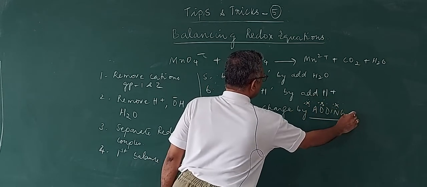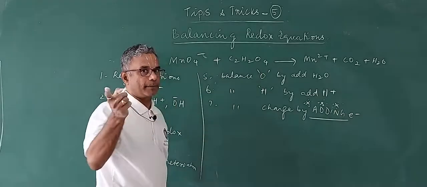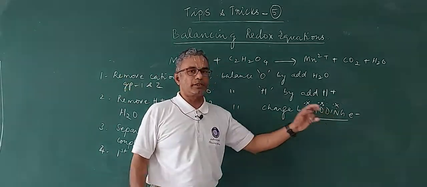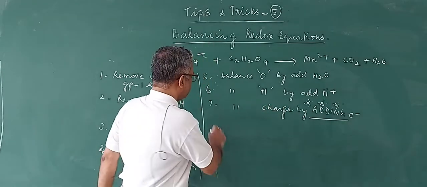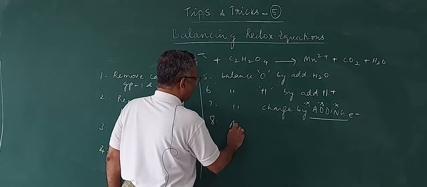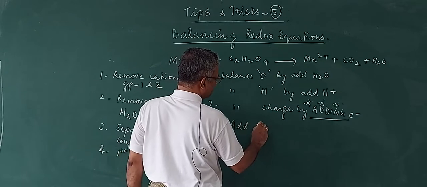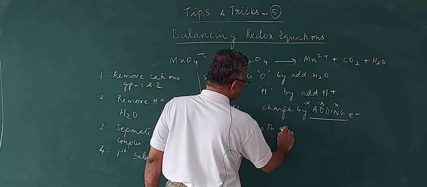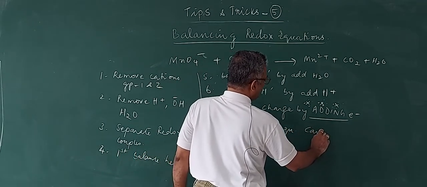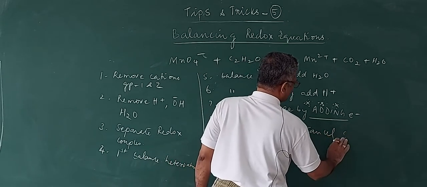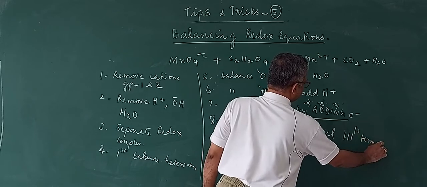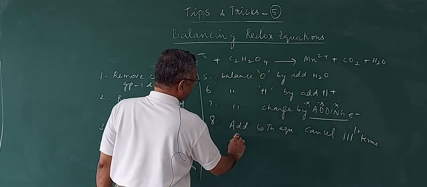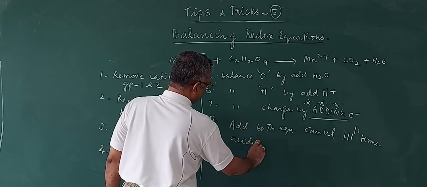By adding electrons. You should not subtract electrons, you should add electrons and balance the charge. I will show you how to do that. Then you add both equations and cancel similar terms. Now you will have the equation balanced in acidic medium.